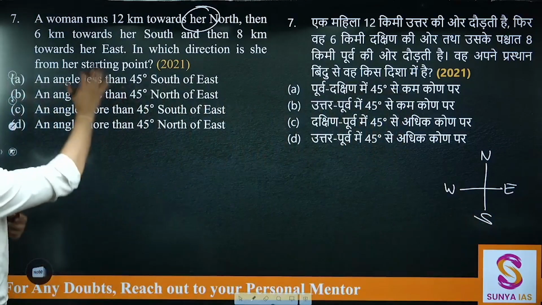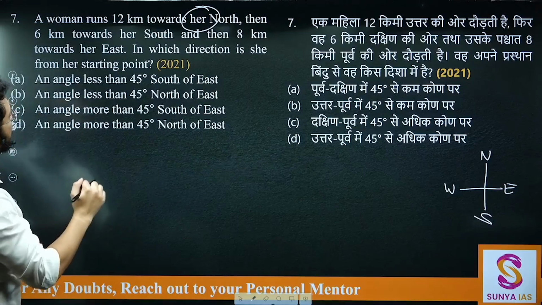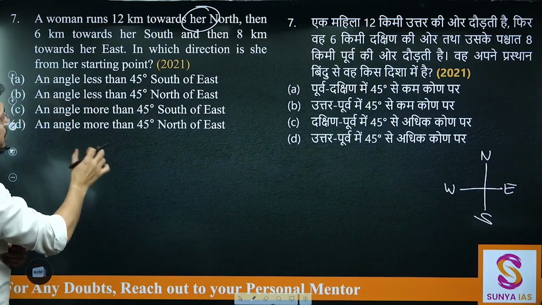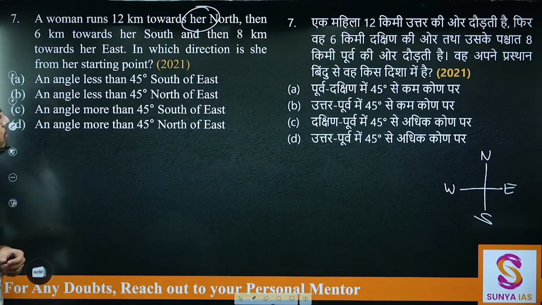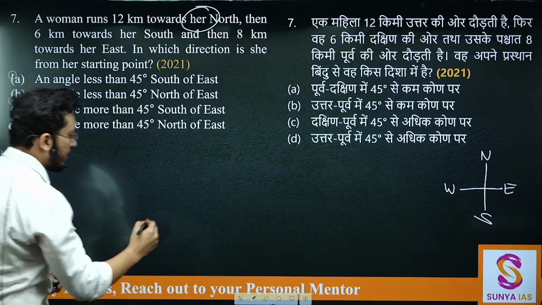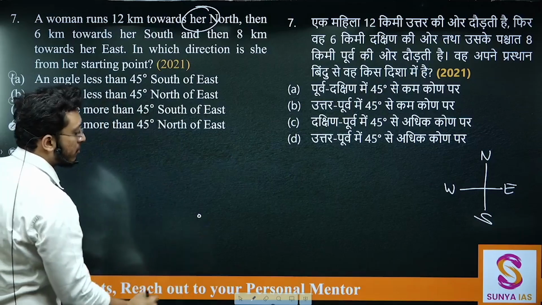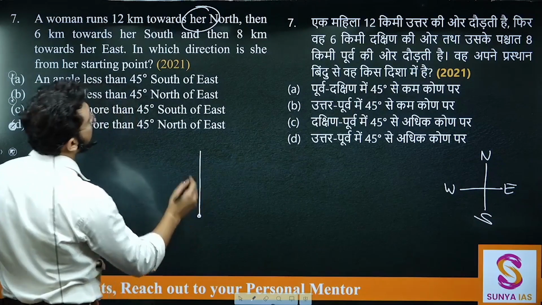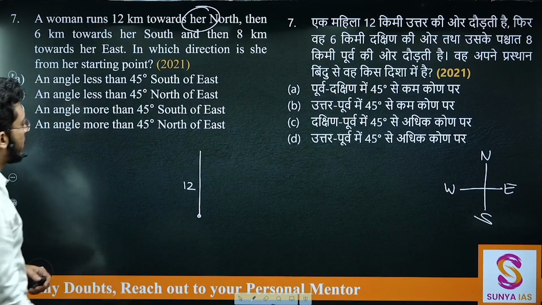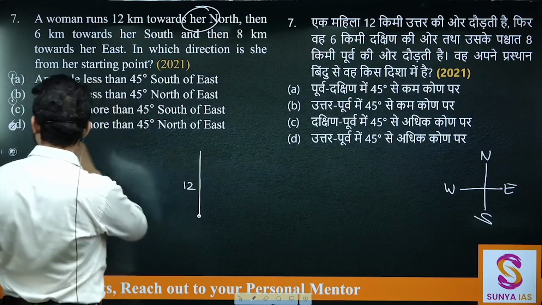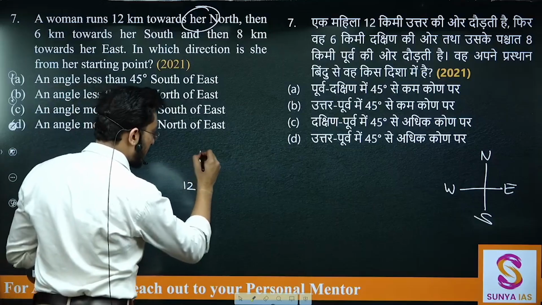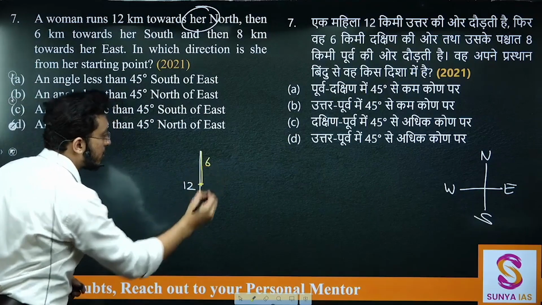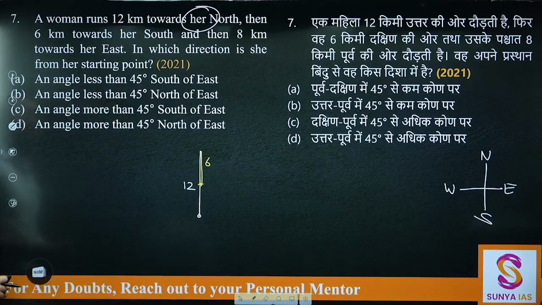ठीक है. सो विमेन रन्स 12 किलोमीटर्स टूवर्ड्स नॉर्थ, then 6 kilometers towards south, then 8 kilometers towards east. In which direction is she from her starting point? Now understand, let's say she starts from this point. First she runs 12 kilometers towards north, then 6 kilometers towards south. From here she runs and comes to this point. This is 6 kilometers.